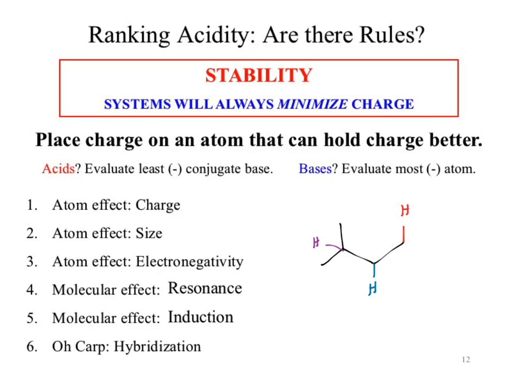So primary is most acidic or most stable? Most acidic because it generates the most stable conjugate base.